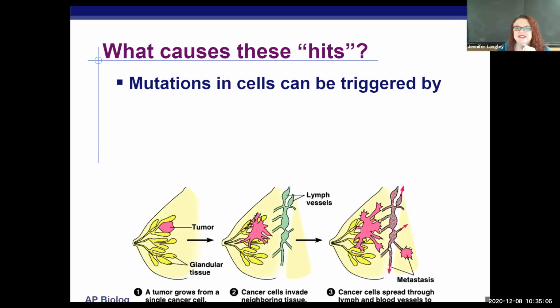Now, what causes these hits? What causes these mutations? Mutations can be triggered by a lot of different things. One very common one is UV radiation. You guys know where UV radiation comes from? Yeah, you guys know. It comes from the sun. So UV radiation is radiation, and it can damage the cell, it damages the DNA, and it can damage the cell cycle.